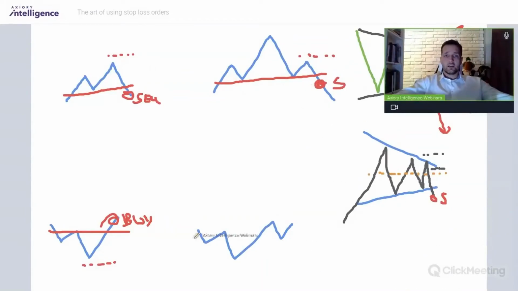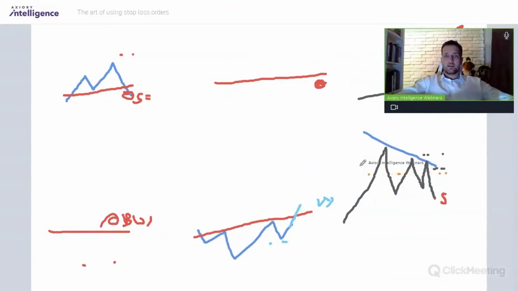Inverse head and shoulder pattern. Here you see no buy signal yet. You need to see the breakout. Here you buy. Stop loss below the right shoulder. Those were, my friends, trend reversal patterns.